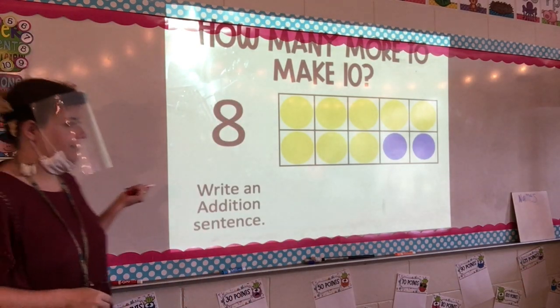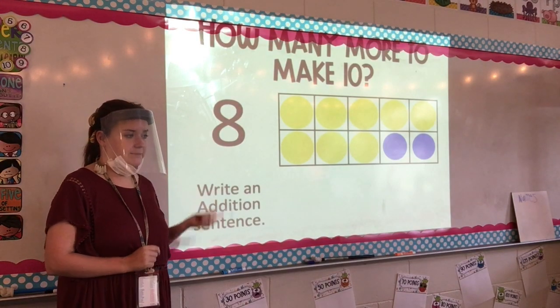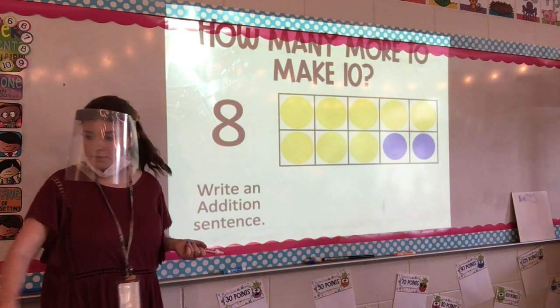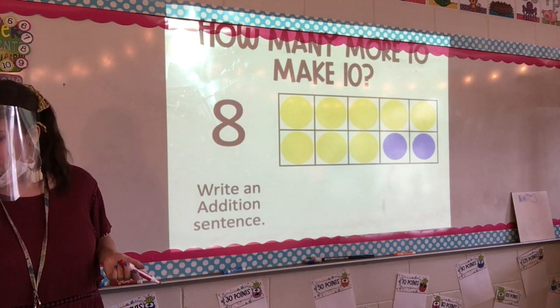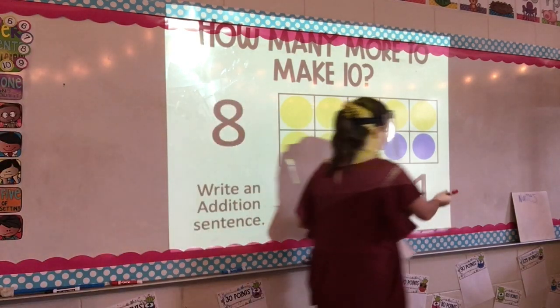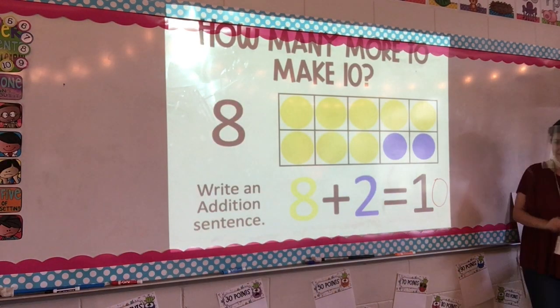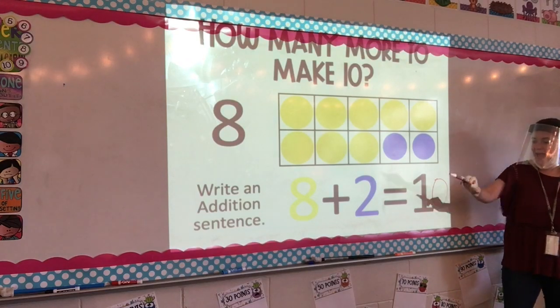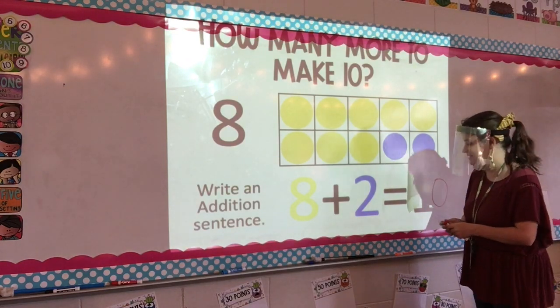What would this addition sentence look like? Gorgeous. 8 plus 2 equals 10. Uh-oh, it messed up. That's a mistake. It should say 8 plus 2 equals 10.